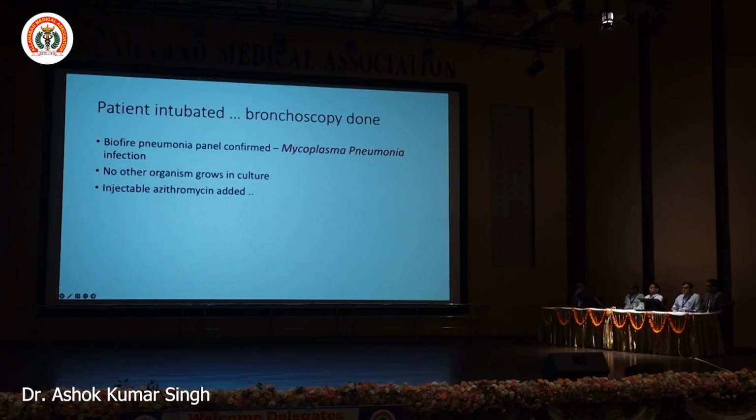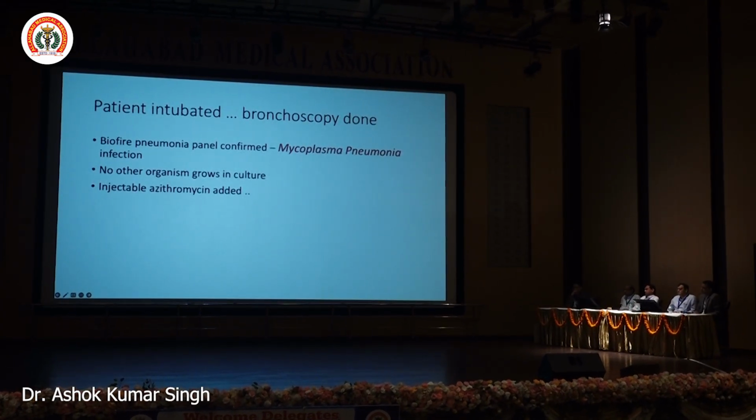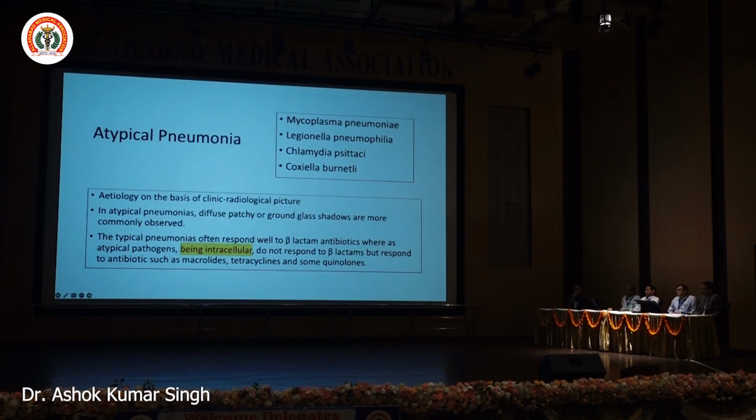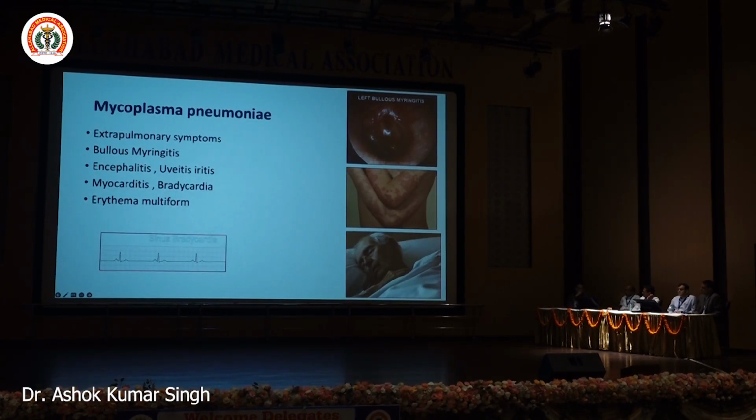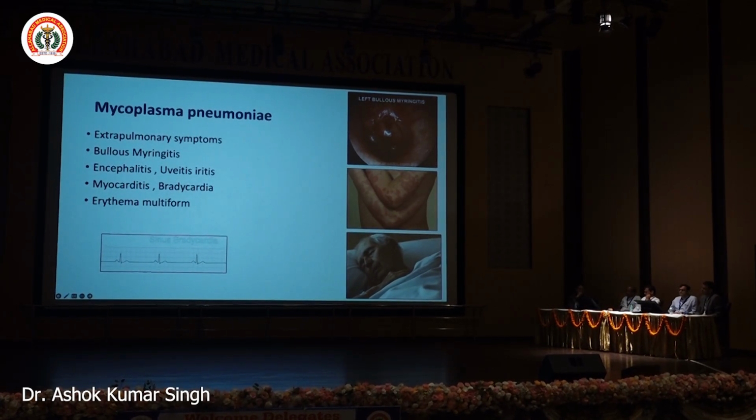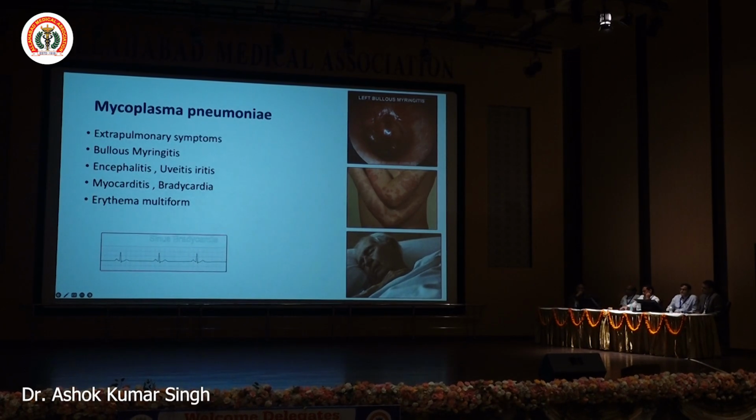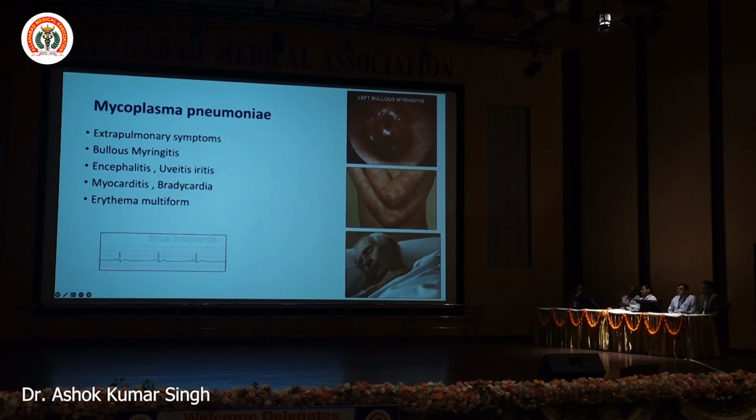It started as a one-sided disease. So we have started injectable azithromycin. Atypical pneumonias are basically mycoplasma pneumonia and Legionella, maybe chlamydia. These are not very uncommon, but the diagnosis is really difficult. Whenever we suspect mycoplasma pneumonia, we should look for these signs. Extrapulmonary symptoms are more, like bullous myringitis. Many patients have very severe ear pain, and this is a very pathognomonic sign for mycoplasma pneumonia infection. Some patients present with encephalitis, uveitis, iritis, myocarditis, sometimes bradycardia. Sometimes skin lesions are also present in elderly patients. So what I mean to say is that in patients with mycoplasma pneumonia, extrapulmonary symptoms are more dominant as compared to the pulmonary symptoms.